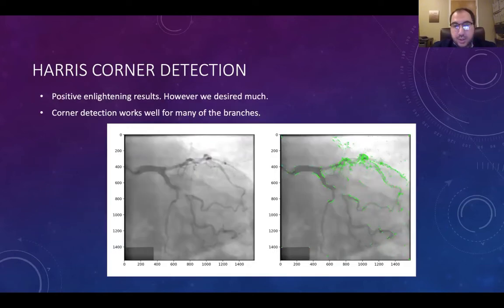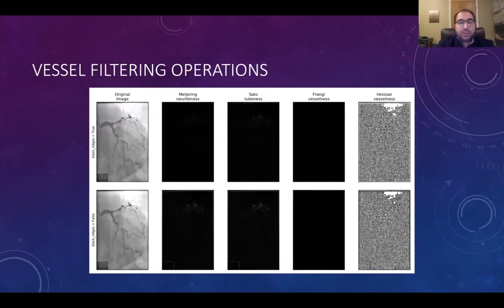And the Harris corner detection, as you can see here, is detecting corners, as these green dots are actually the corners in the artery image. One thing that I saw that was very positive in this was we did not have much noise. However, we also did not cover every place in the artery through this algorithm. So although this method did give us some positive results, we saw that we needed more. So I moved on to working on vessel filtering operations.